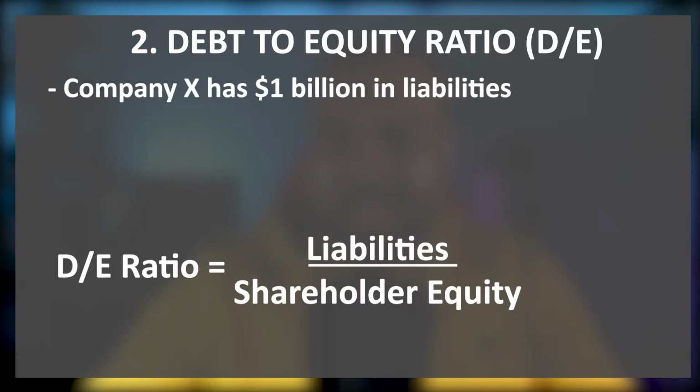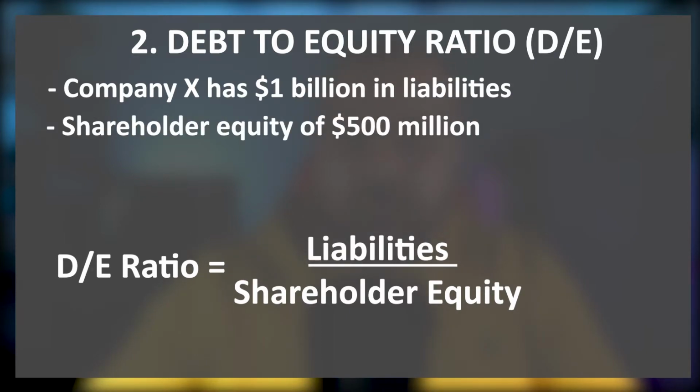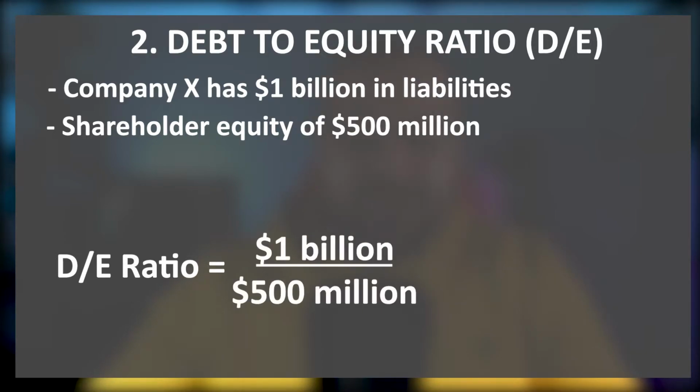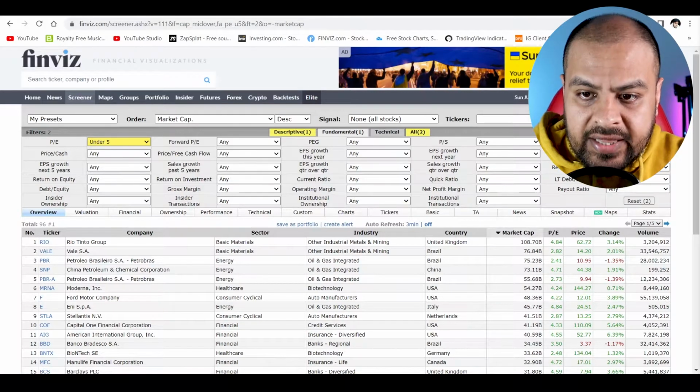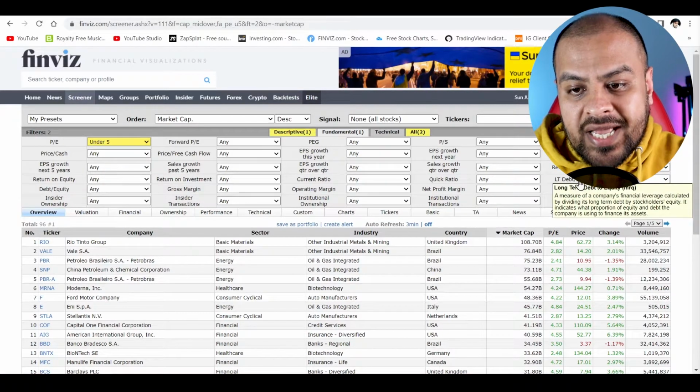So company X has $1 billion in debt, so in its liabilities, and a shareholder equity of $500 million. So in this example, we'll do $1 billion divided by $500 million, and that will give us a DE ratio of 2. That means for every $2 of debt, there is $1 of equity. Now, if we go back to Finviz, they've got here a long-term debt to equity ratio.